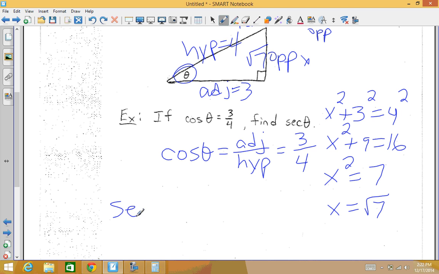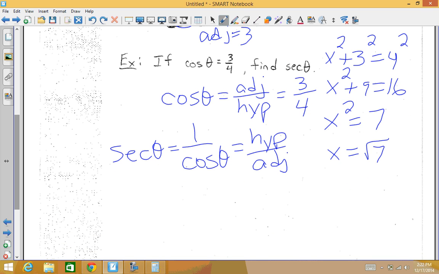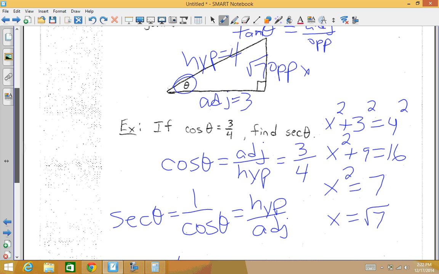So the secant of theta is equal to the reciprocal of the cosine. Cosine was adjacent over hypotenuse, so this should be hypotenuse over adjacent. So the secant of theta is going to be 4 over 3.